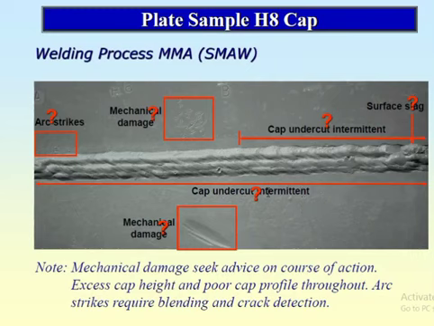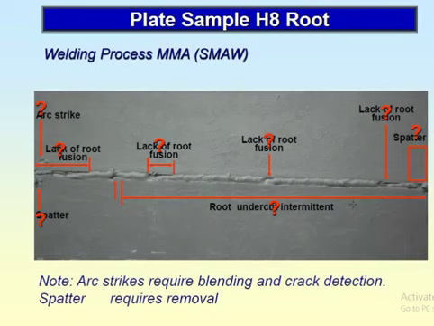You can see here surface slag, cap undercut, mechanical damage. So mechanical damage, seek advice on course of action, excess cap height, and poor cap profile throughout. Arc strike requires blending and crack detection. So this type of defect is there. So this is your last plate. You can see here the plate sample H8 root, how it is coming. Spatter. This is your lack of root fusion, and you can see the root undercut from here to here, continuous.